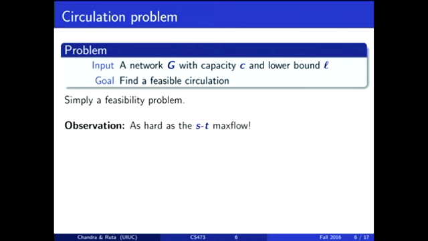The lower bounds make the problem hard. Now you can't put zero on every arc. If you put zero on every arc, it is a circulation, but it won't satisfy the lower bound constraints. So now I'm simply asking a feasibility question. I give you a graph and upper bounds and lower bounds on each arc. Is there a circulation in this graph? No source, no sink. The thing is, this is actually a very hard problem, I claim.